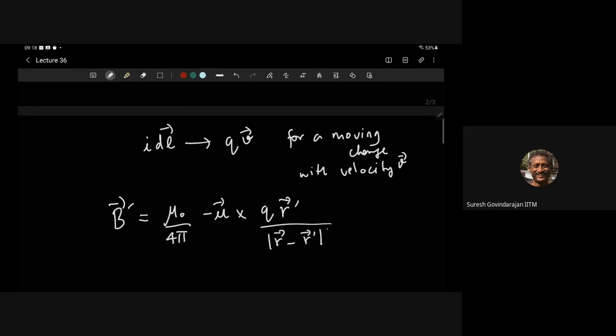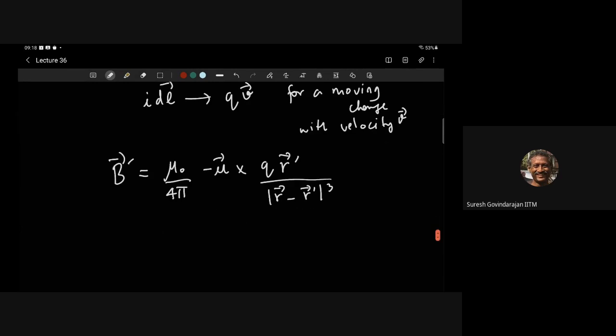Again, I forgot the q. Okay, so this is what we get. So now what I'll do is multiply this thing by epsilon naught, et cetera, and I write this as mu naught epsilon naught into minus u cross, something in square brackets.